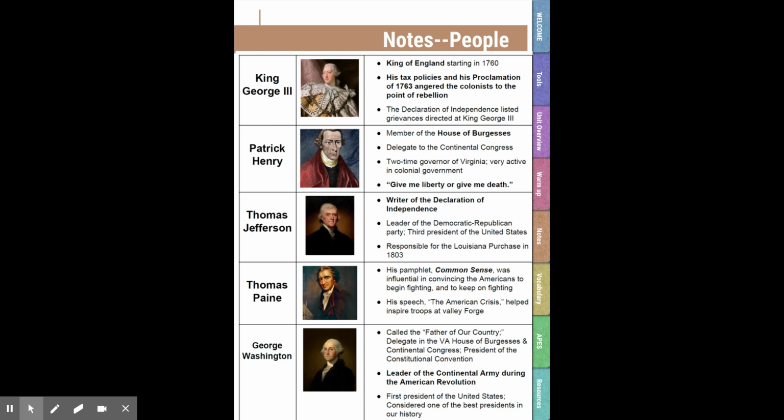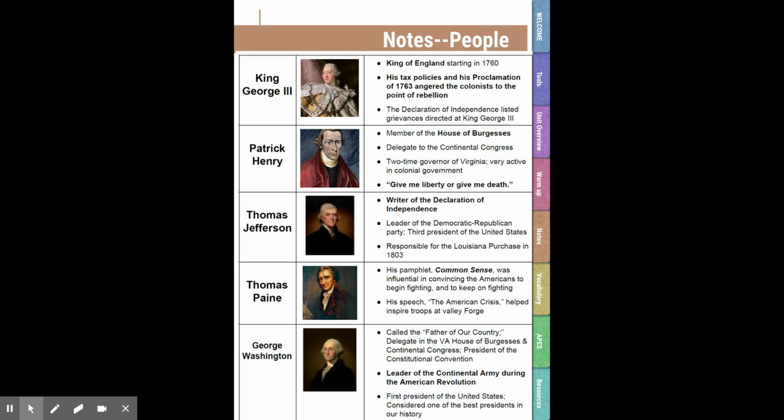T.J., Thomas Jefferson, he is the author of the Declaration of Independence. He is also going to become later the leader of the Democratic Republicans and future president as well, that buys the Louisiana Purchase. But what we need to know, Thomas Jefferson, he is the writer of the Declaration of Independence. Mr. T. Paine, Thomas Paine himself, he is the writer or author of Common Sense, which influenced a lot of Americans, convincing them to join the fight towards independence. So T. Paine wrote Common Sense, Thomas Paine.